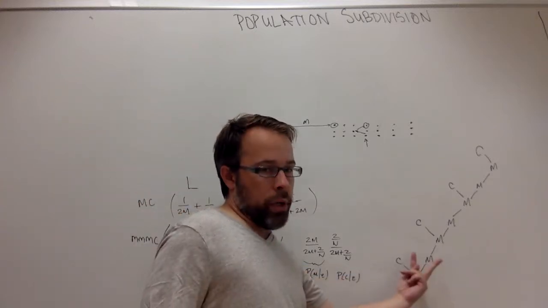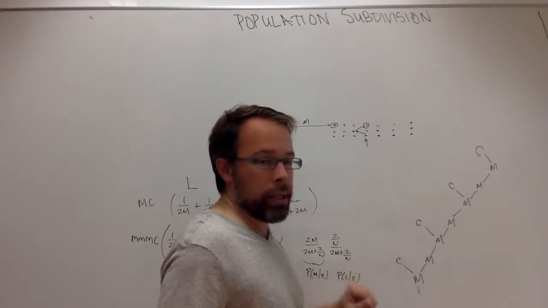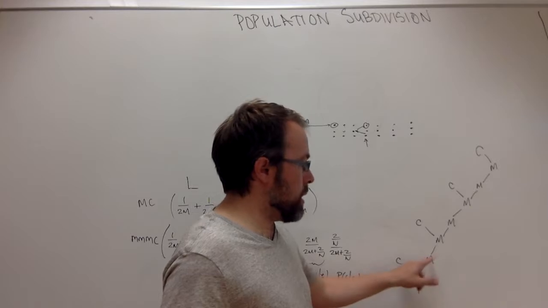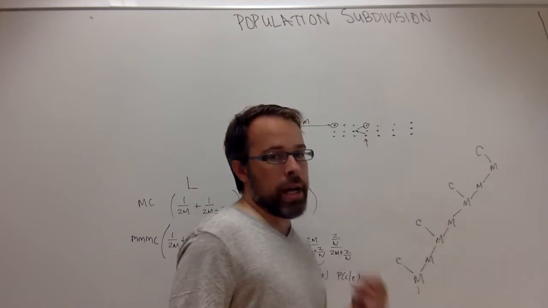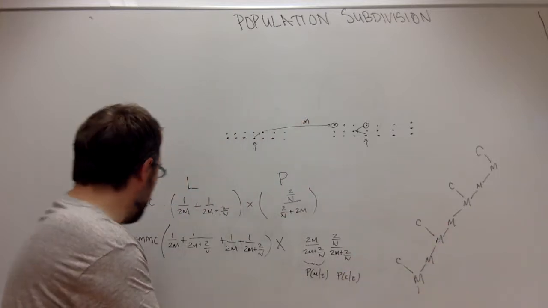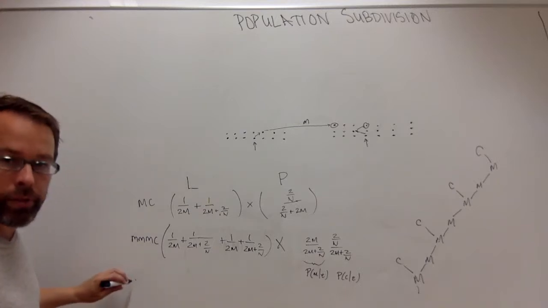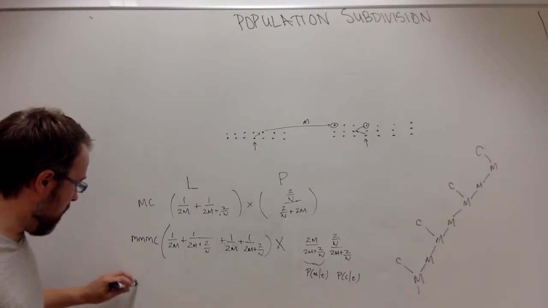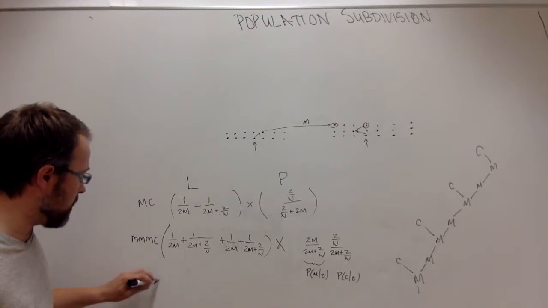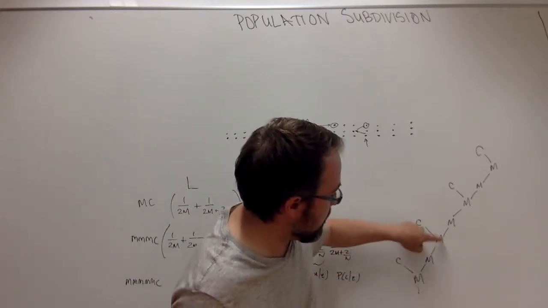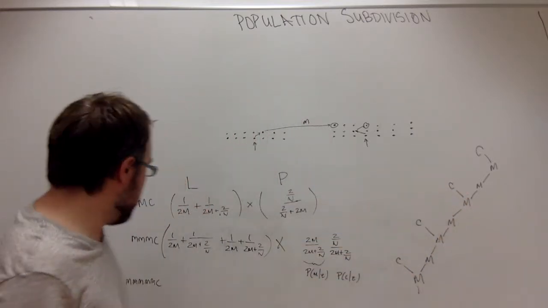Because the first fork in the road, we had to have a migration. The second fork in the road, we had to have a coalescent. Okay, let's do one more. Okay, so we have 5 migrations in a row and then a coalescent: migration, migration, migration, migration, migration, coalescent.